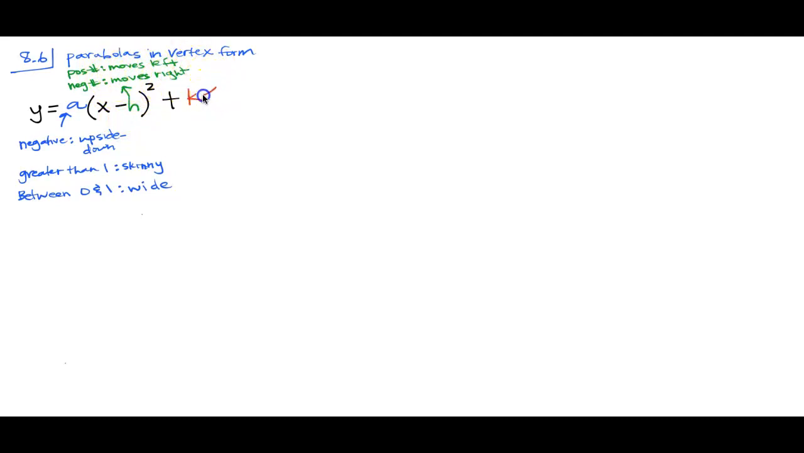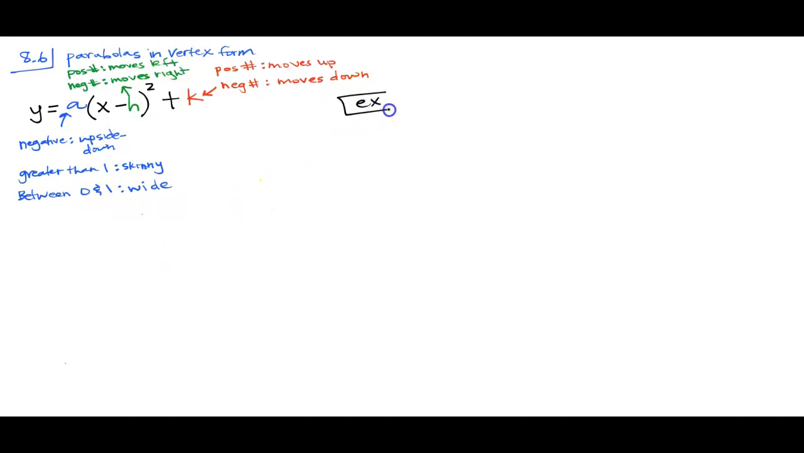And then this k is moving it either up or down. So if it's a positive number, it moves it up. And if it's a negative number, it's moving the whole parabola down. Okay. So that's just a little bit about what the different parts of the parabola are doing. And that's going to make it a lot easier to deal with some of these. So let's do a few examples.